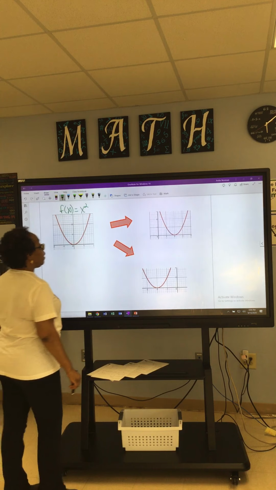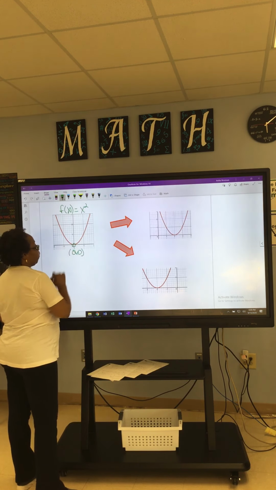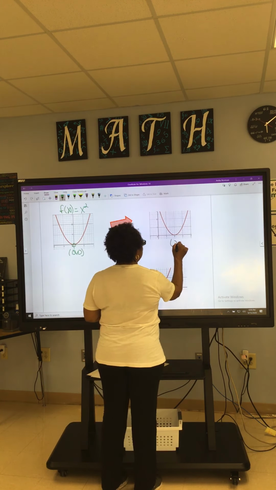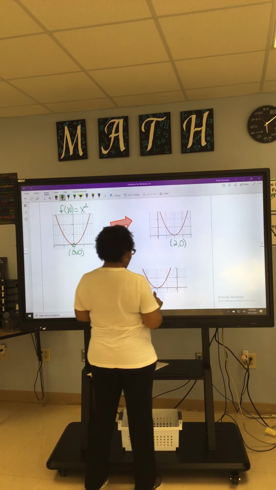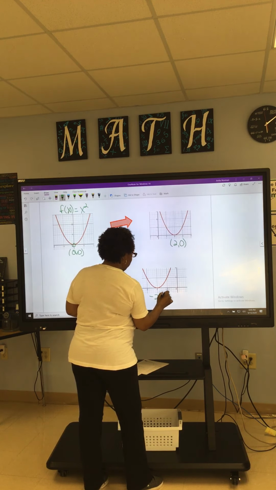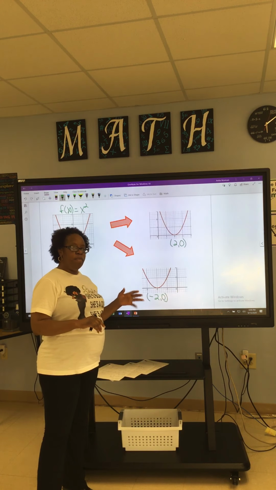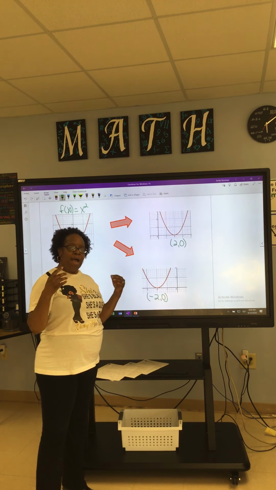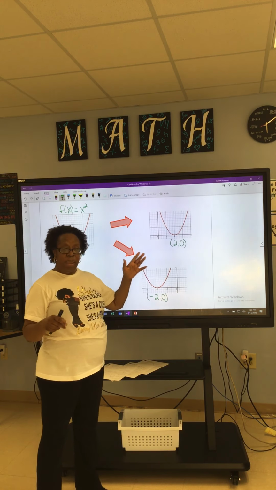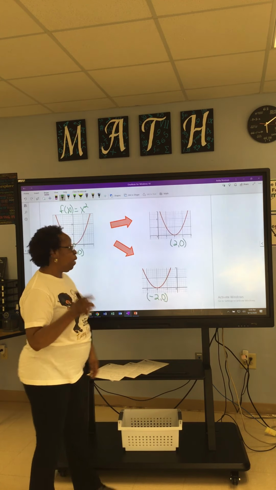So, we know again, our vertex here is where? 0, 0. Okay? What about our vertex here? You're right, it's at 2, 0. And here it's at negative 2, 0. Okay, a moment of honesty. When I first saw these, back in high school, I assumed, just like with the vertical shift, that if I add it, it ought to go to the right. And if I subtract it, it should go to the left. But it does not. Let me explain why.